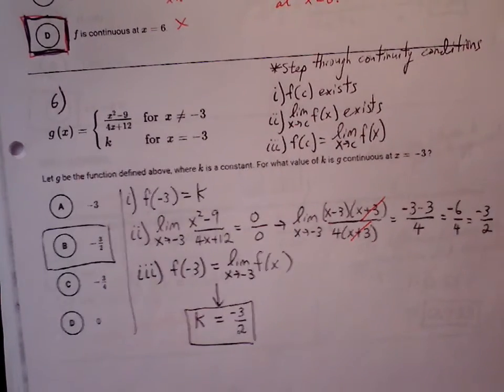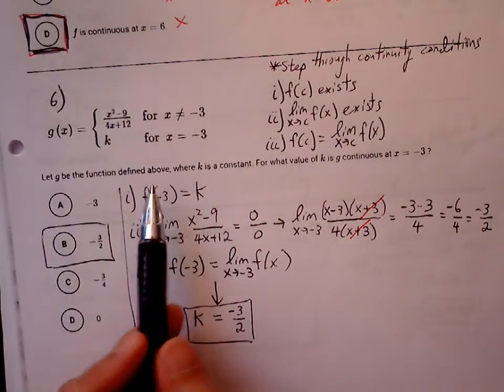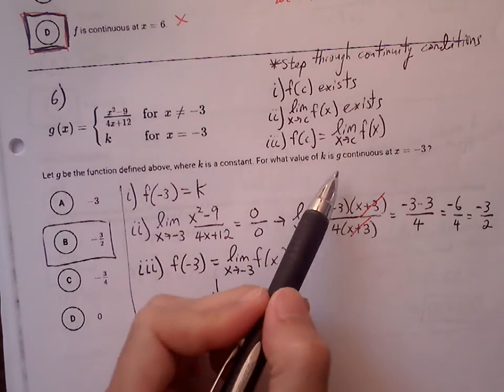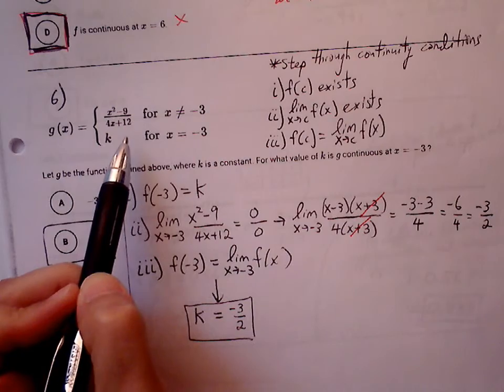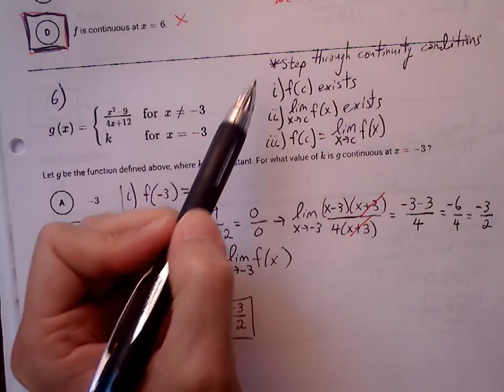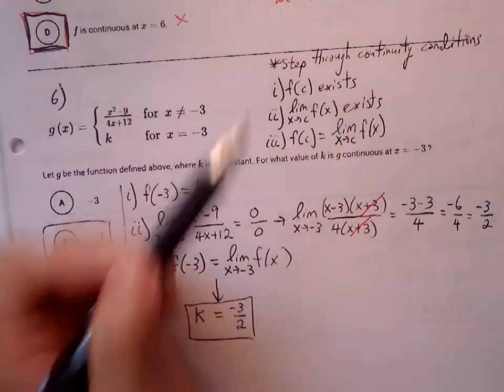Number 6, I see a piecewise function. Let g be the function defined where k is a constant. For what value of k is g continuous? So I see a piecewise function with continuity involved, so I'm just going to go through my continuity conditions.